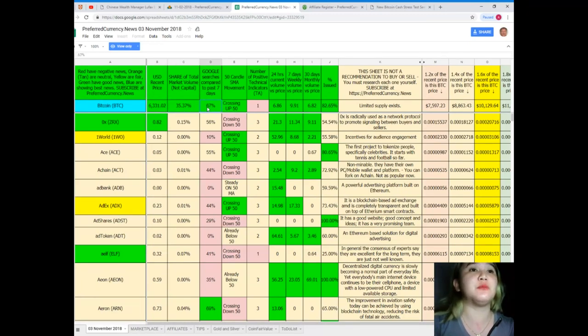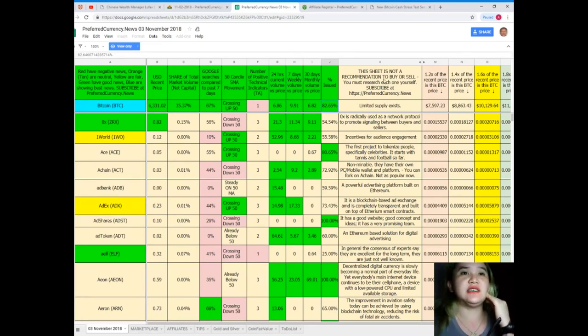Share of total market volume, not capital, is 35.37%. Google searches compared to the past 7 days, it's 67%. It's crossing up 50 for SMA movement. Number of positive technical indicators, it's 1. 24 hours current volume versus price, it's 6.86. 7 days weekly volume versus price, it's 9.91. 30 days monthly volume versus price, it's 6.82. And percent issued, it's 82.65%.